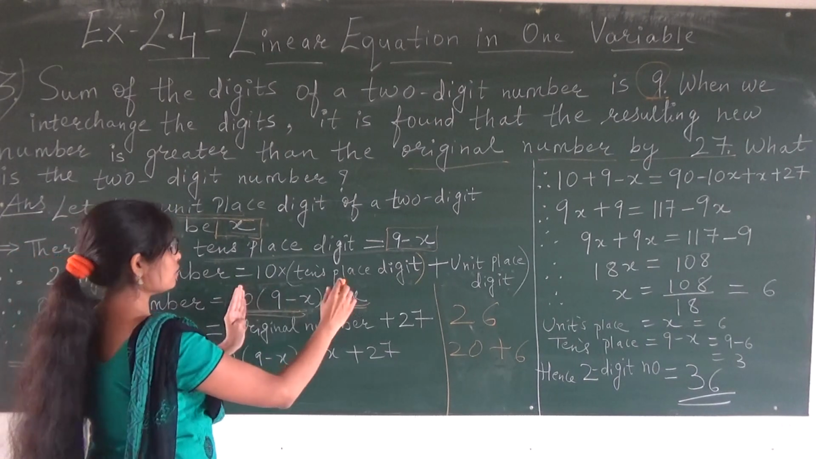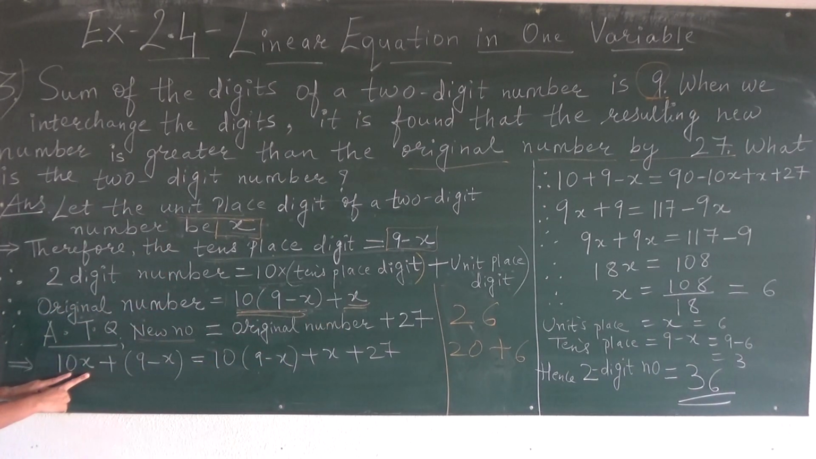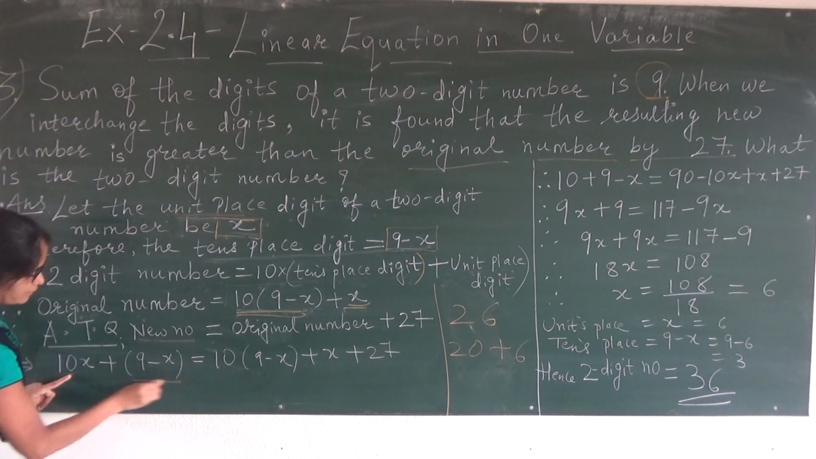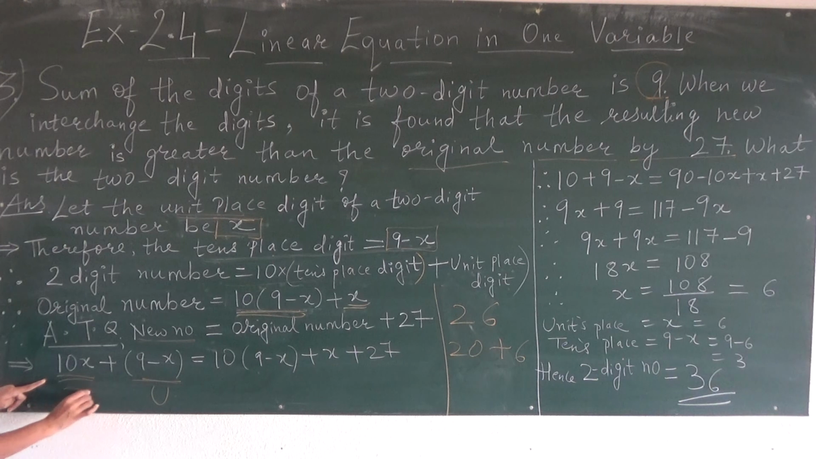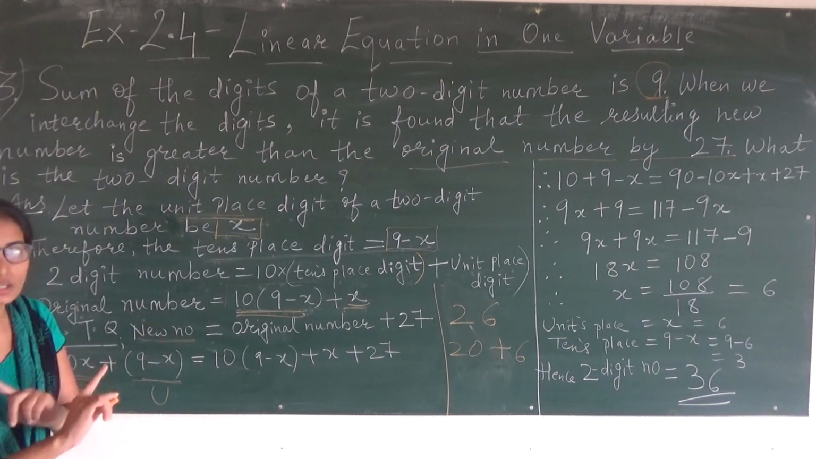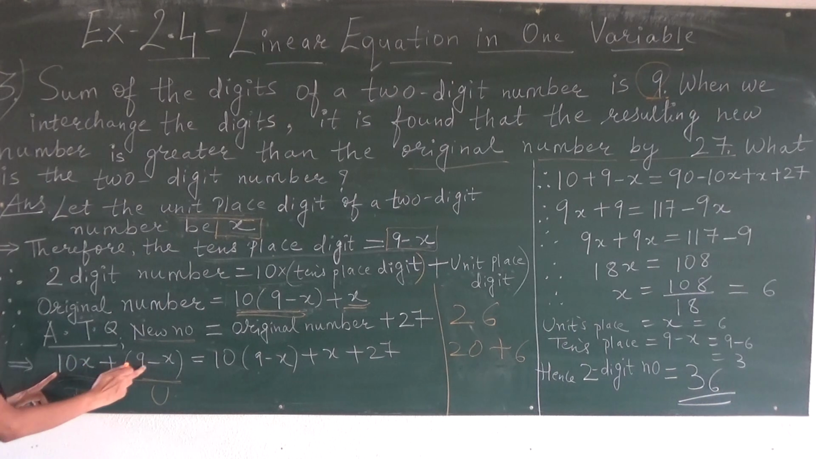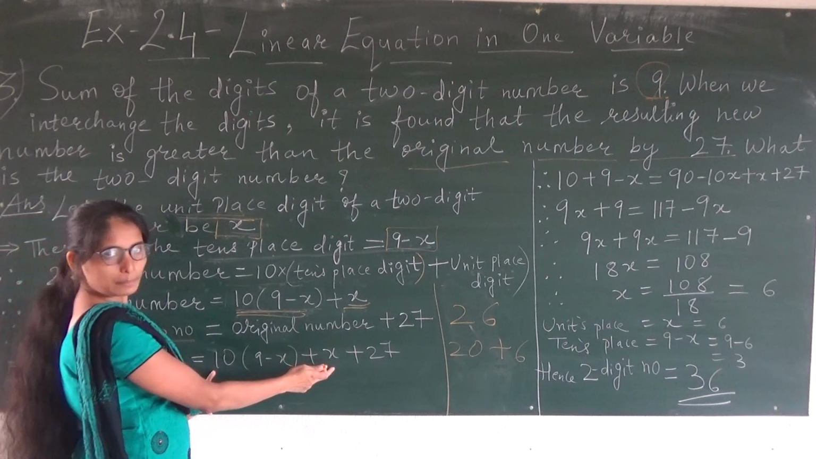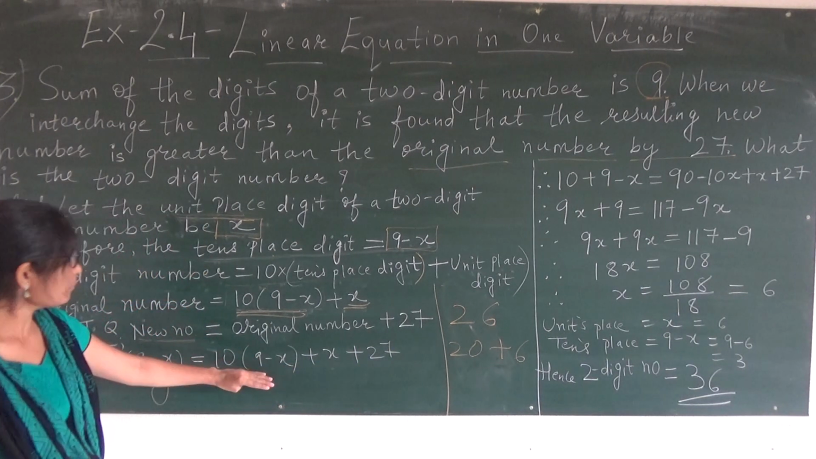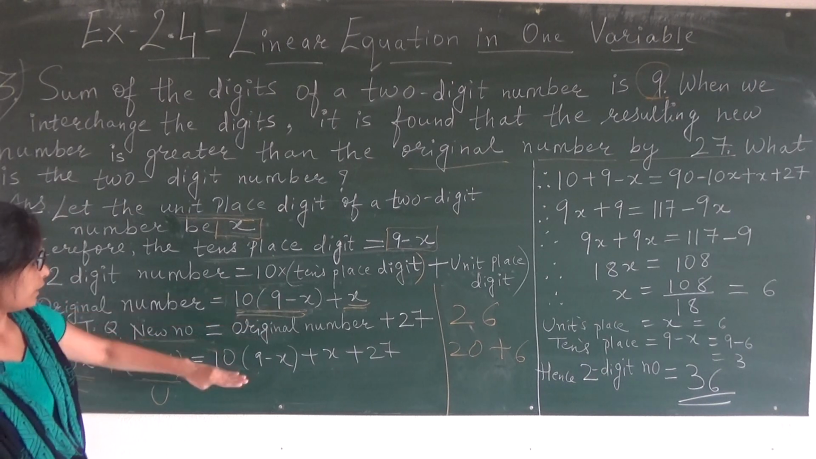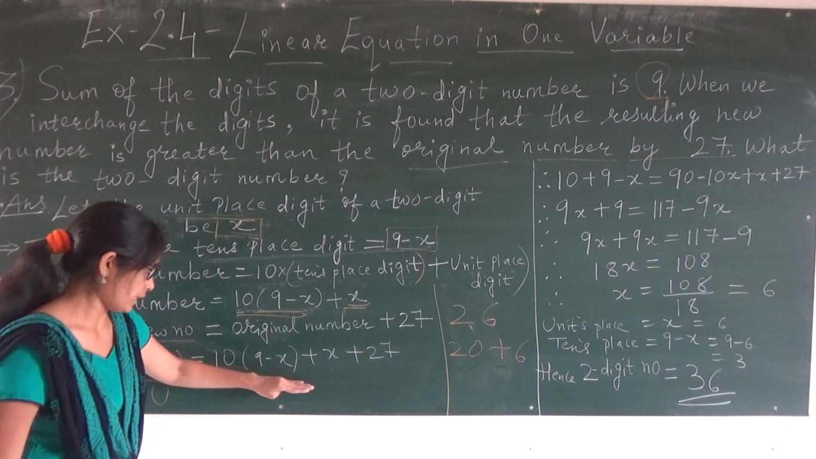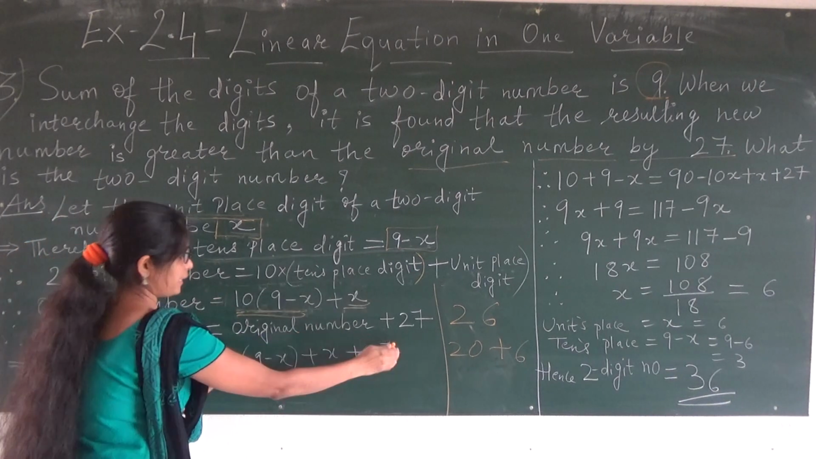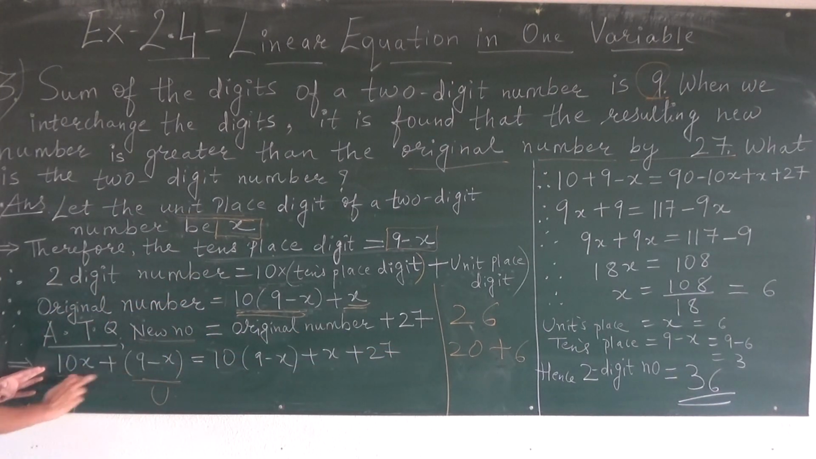We need to interchange the digits. So 10 into x plus, now this is at units place and this is at tens place because we are interchanging the digits. So 10x plus (9 minus x). This is our new number and that is equal to old number plus 27 more. So the old number that we already wrote here, same 10 into bracket (9 minus x) plus 27. Old number as it is. In the new number we have interchanged the places. The 10 which was here, we have taken with x.